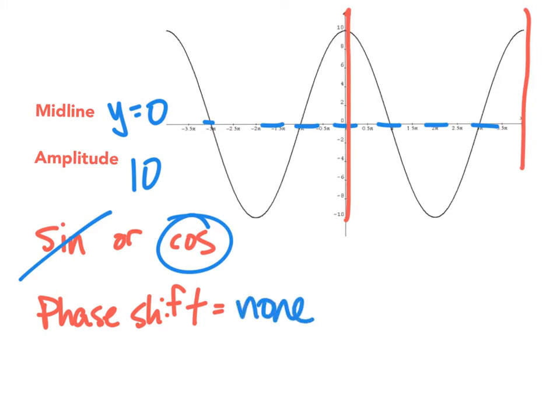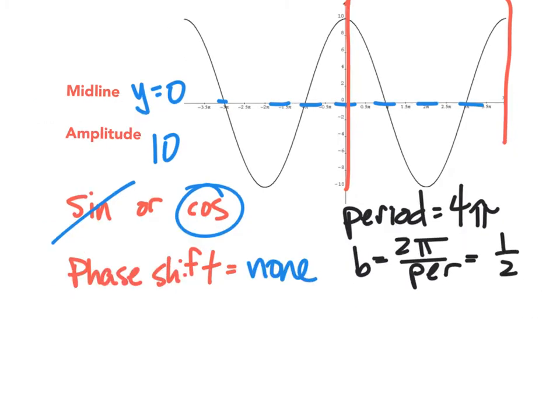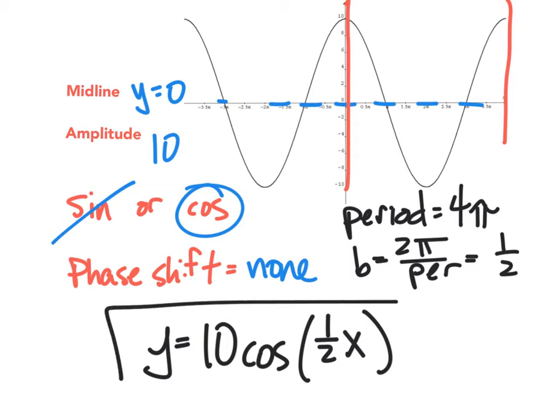Alright, so looking back to where I drew these lines here, we can see that this function has a period of 4 pi. And because b is equal to 2 pi over the period, 2 pi over 4 pi gives me 1/2. So now I have plenty of information to write the equation of this function. We'd have y equals the amplitude 10, we chose cosine of bx, so 1/2 x. There was no phase shift, so I can close that, and there was no shift up or down, so plus 0. The equation of this graph is y equals 10 cosine 1/2 x.